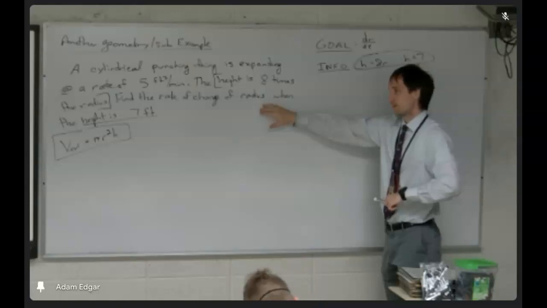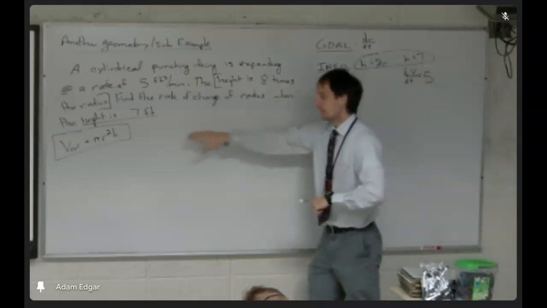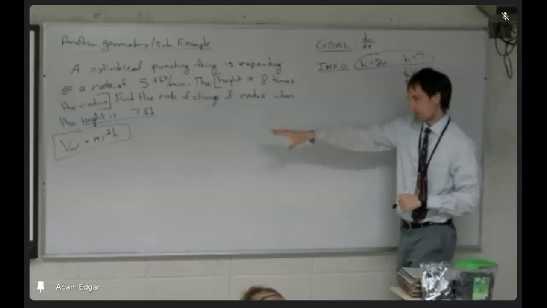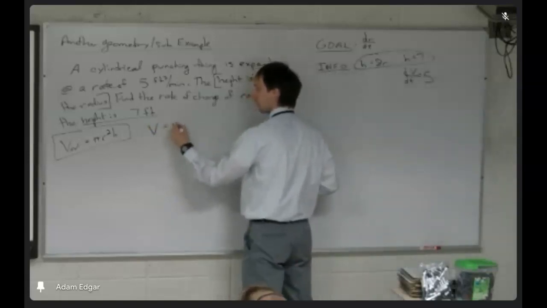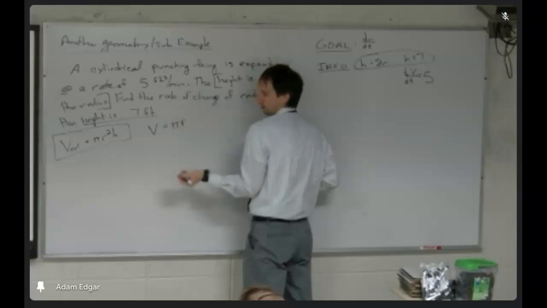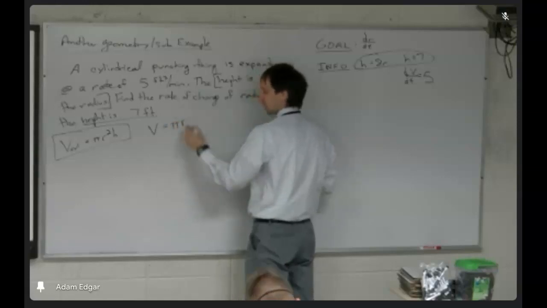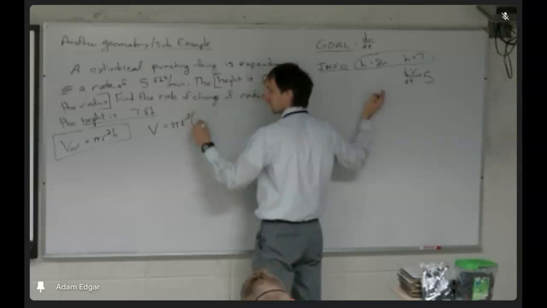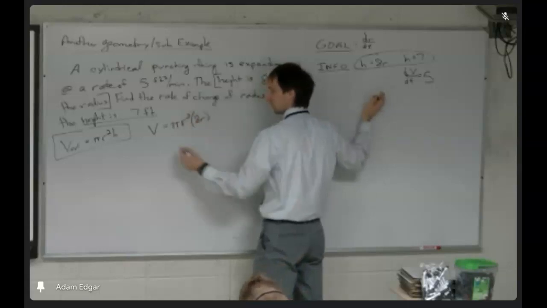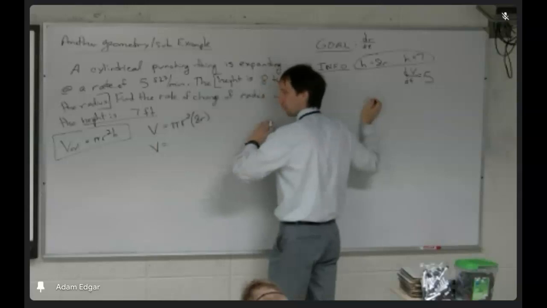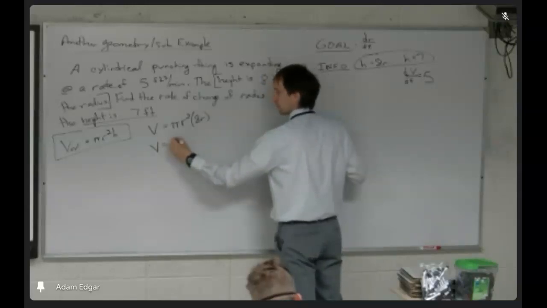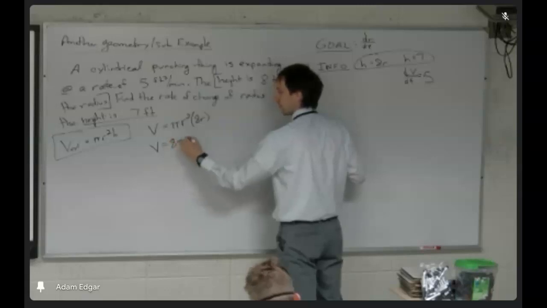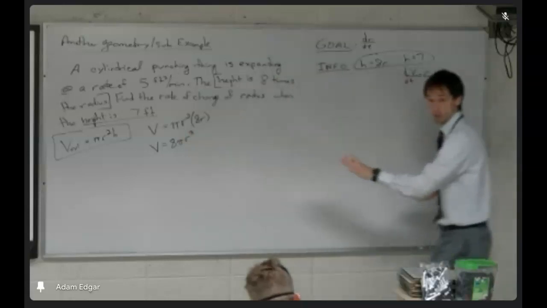So let's do the substitution, right? If we do the substitution, volume equals pi r squared, and the height is 8R, right? So this volume equation, before we do any derivative, is going to look like what? 8 pi R cubed, right? So that's our volume equation. No H is involved.